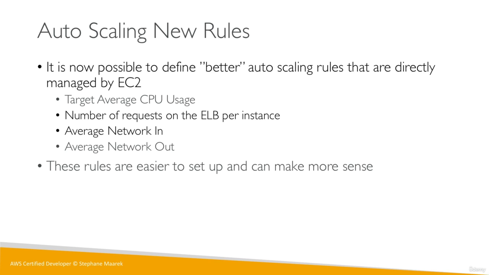These rules are easier to set up than the previous ones, and they can make more sense to reason about, saying, okay, I want to have 1,000 requests per instance from my ELB. That's easy to reason about. Or I want my CPU usage to be 40% on average.